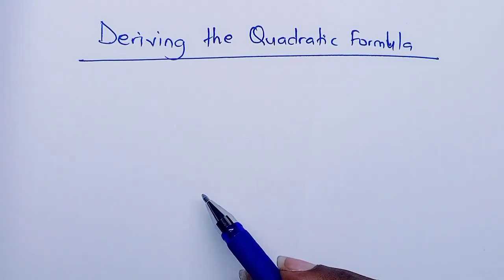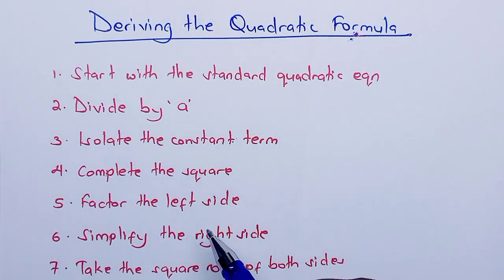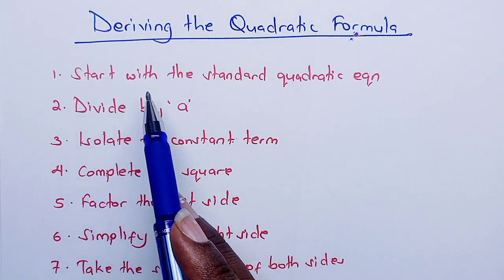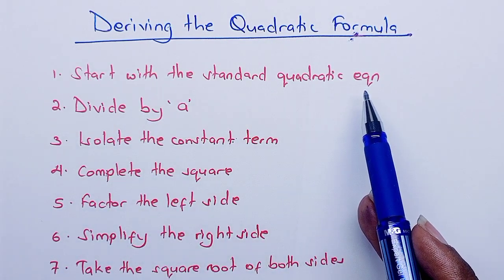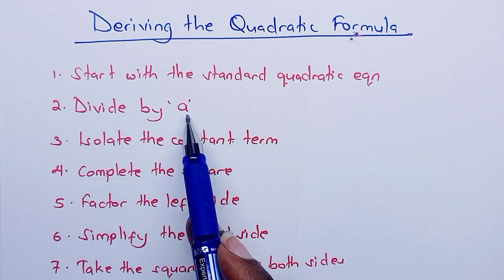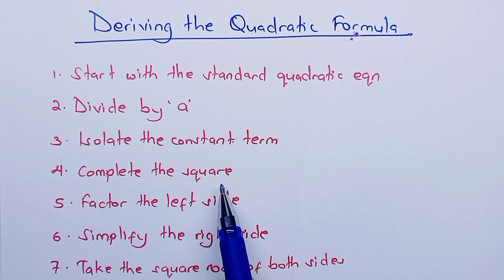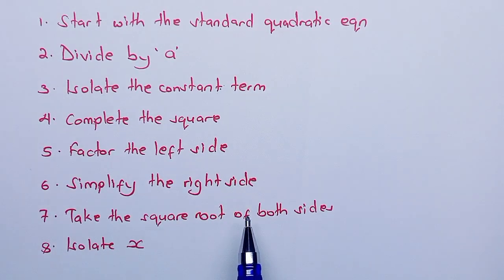Let's look at how we can derive the quadratic formula. And now let's look at the steps that we have to take in order to derive it. So number one, you start with a standard quadratic equation. Then you divide by a. Then you isolate the constant term, complete the square, factor the left side, then you simplify the right side, take the square root of both sides, and then you isolate x.